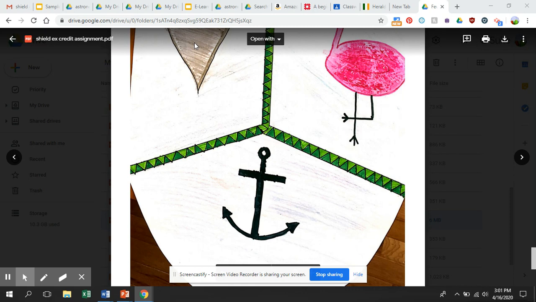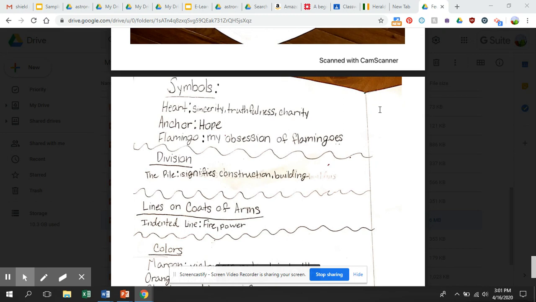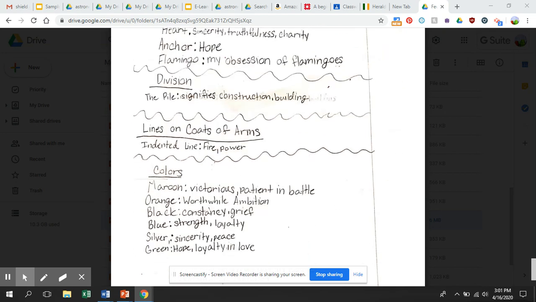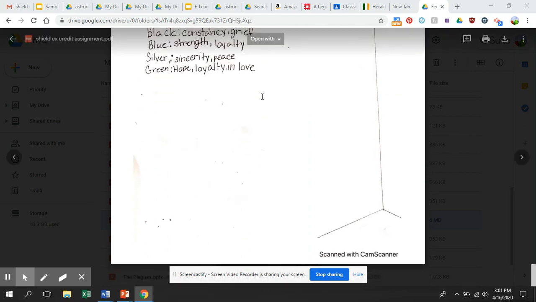This one is more basic. They chose the heart and the anchor as medieval symbols, and then the flamingo was their personal symbol. And you can see what the heart and the anchor and the flamingo mean, the division, the lines, the colors, the description. Okay, so that's the entire PDF.